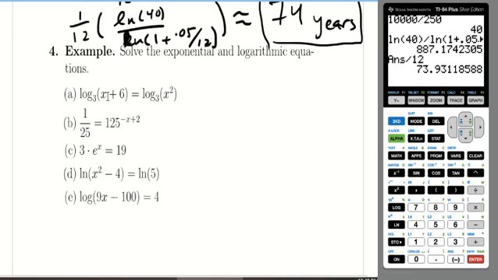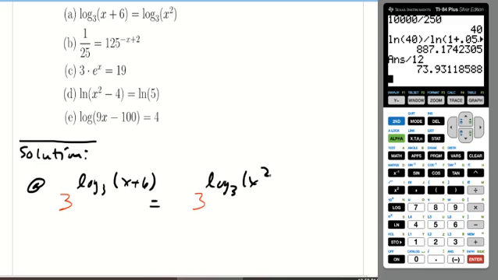So if I raise 3 to the power of both sides, you see that the logarithmic function is also 1-to-1.